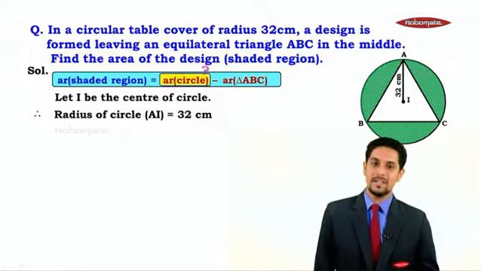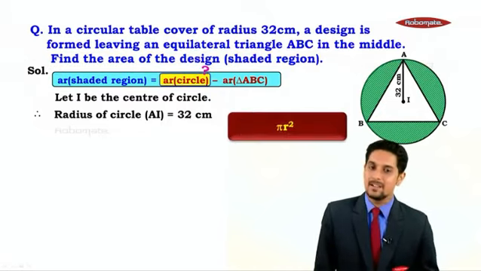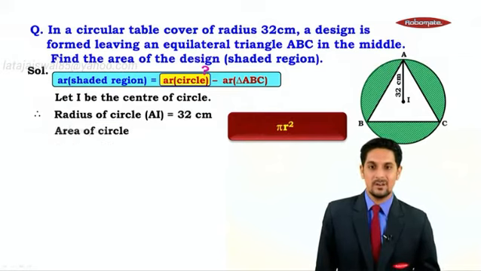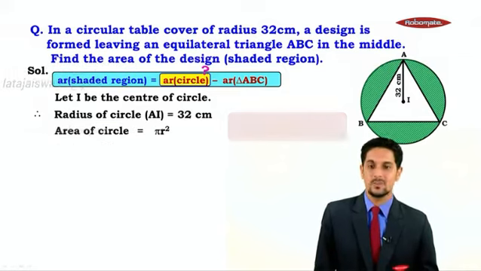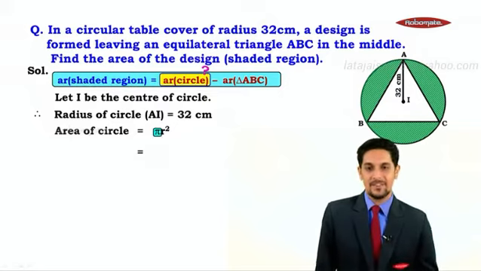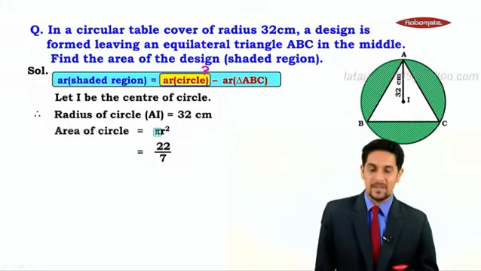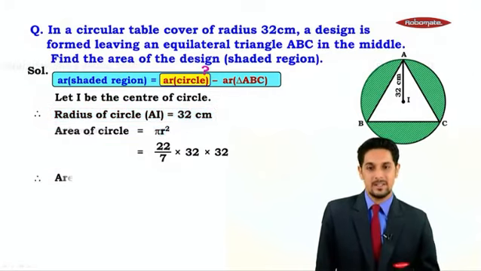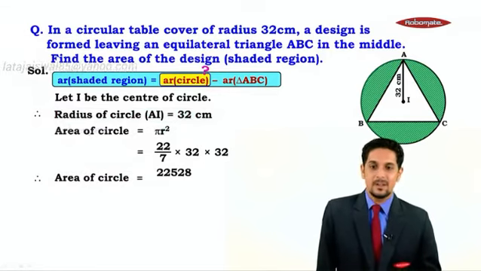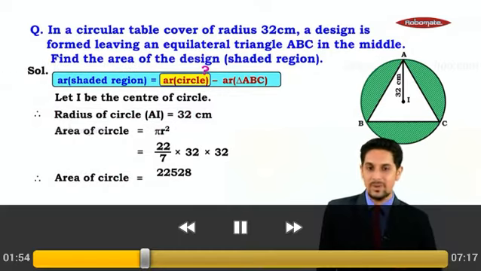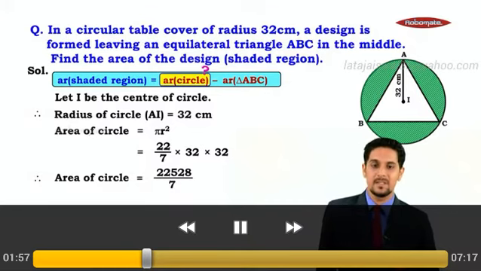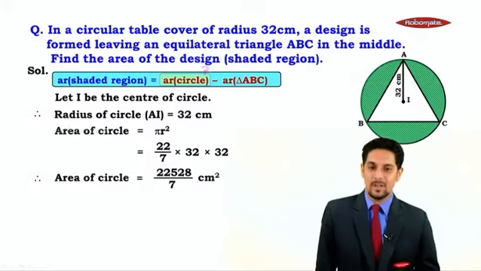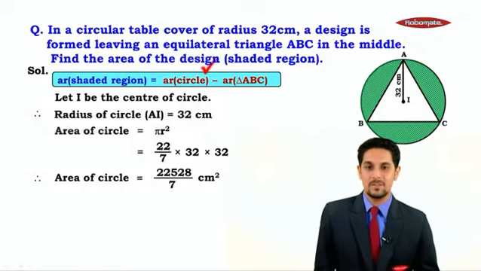Let us focus on finding the area of the circle, and the formula is pi r square. So let us calculate the area of the circle, which is equal to pi r square. On substituting, we have 22 upon 7 into r square, which is 32 into 32. The product of three terms in the numerator gives the value as 22,528 upon 7 centimeter square. Students, we have calculated the first part of the sum.